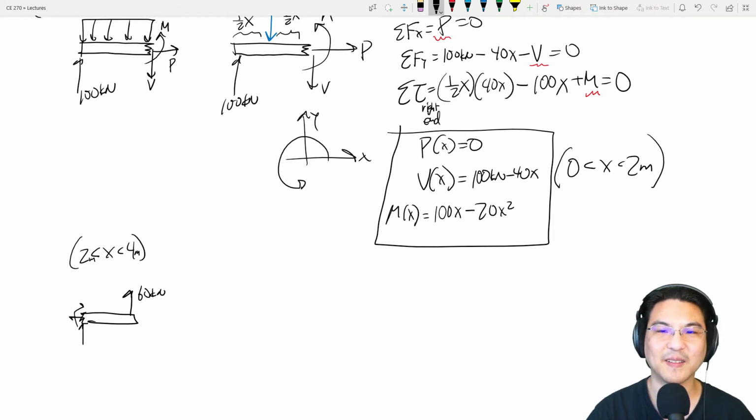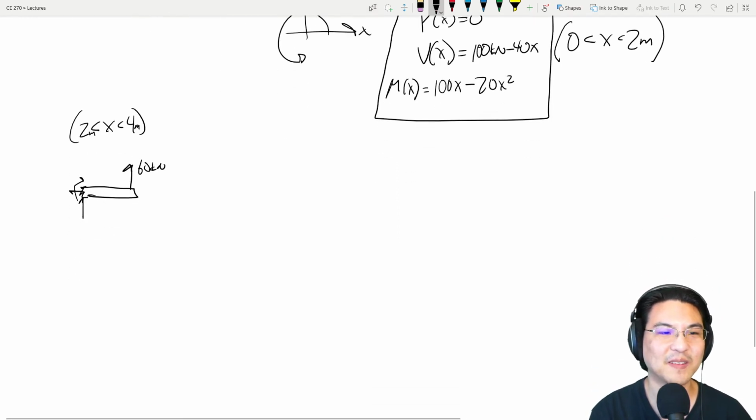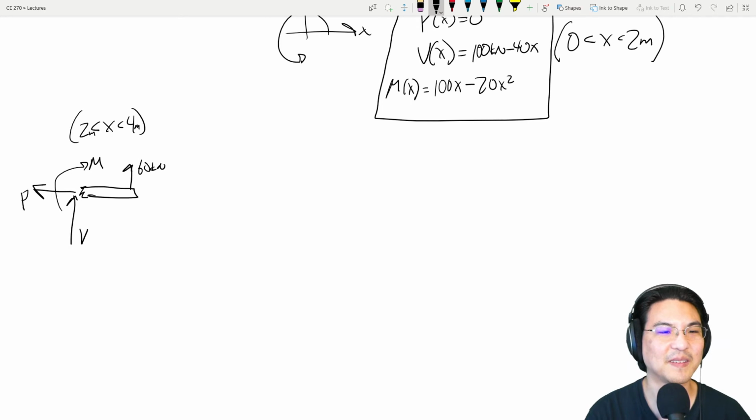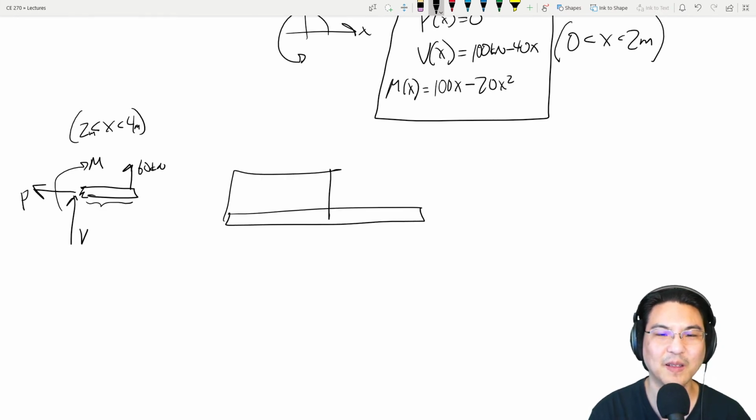Okay, let's solve for the rest of it between 2 and 4. So we have this free body diagram. Let me draw the arrows bigger. Okay, so we got axial force, shear, bending moment. Okay, and how far is this? If we cut, let me go back to the original picture. Right, here's the original picture.